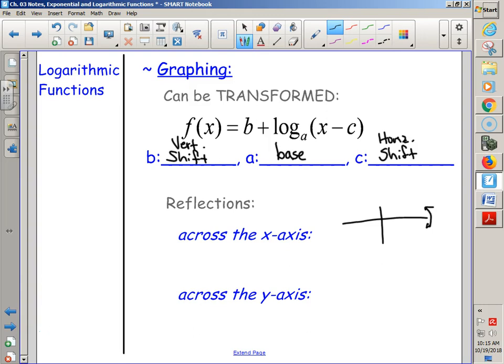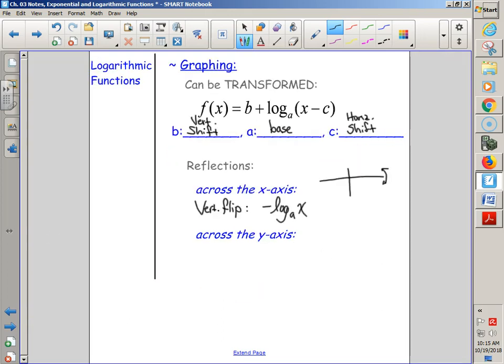What kind of flip is that? What's up is down, what's down is up. So that's a vertical flip. And since it's vertical, where's that multiplying by a negative going to happen? Outside or inside? Good. Outside the logarithm. It's going to have to be multiplied outside the logarithm, which could actually become a power of, okay, I'm getting ahead of myself. That's section 3.3. We'll see it when we get there.